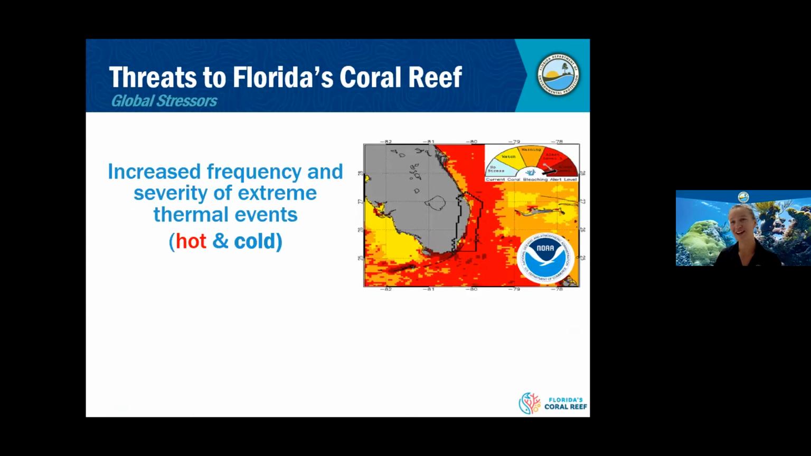But unfortunately, as Maddie mentioned, they're faced with both global and local stressors. So globally, we have climate change, which is increasing the frequency and severity of hurricanes, severe weather events, and extreme thermal events that can lead to coral bleaching, as well as ocean acidification, of course.